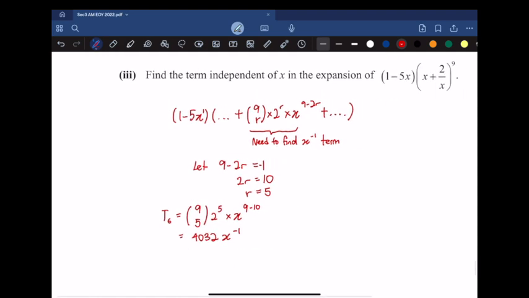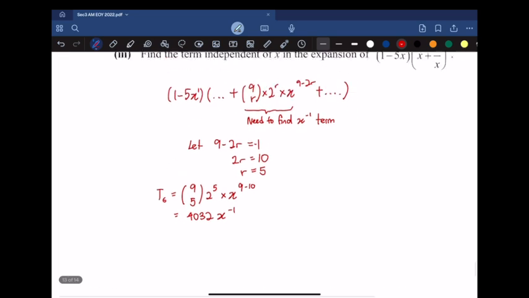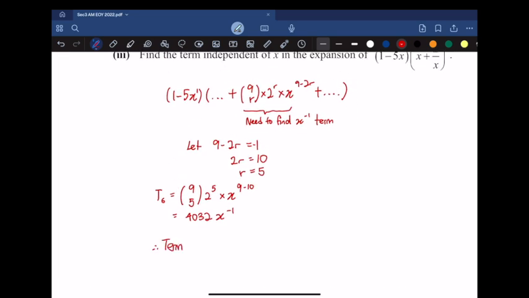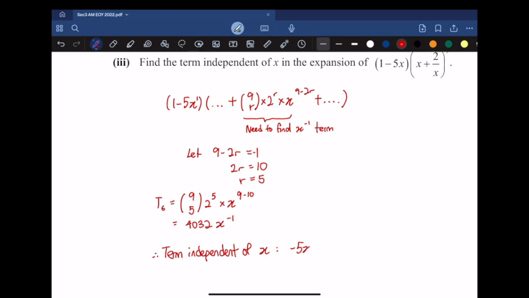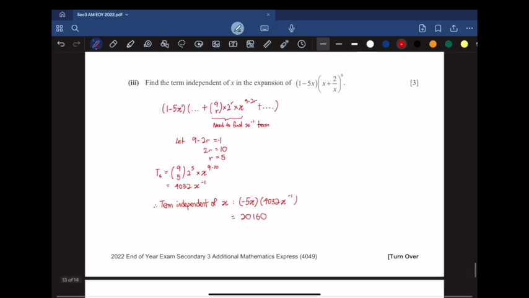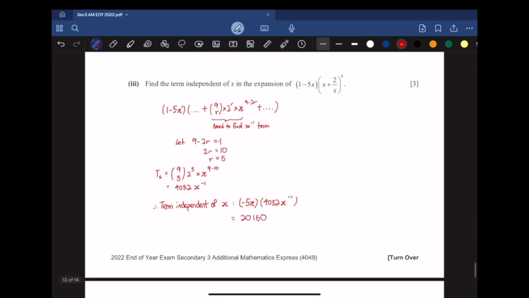So therefore, in conclusion, in order to find the term independent of x, I just need to multiply. From here, I just need to multiply. The term independent of x is simply negative 5x times 4032 x power negative 1. Okay, and therefore from here I can get my final answer, which is equal to 20160. And with that, that is the solution to this part 3.